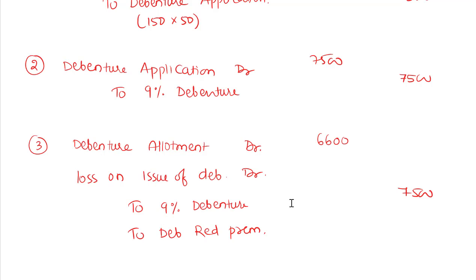Debenture redemption premium. Premium is 5, so 150 multiplied by 5, that is 750. Over here, loss of 11 rupees needs to be calculated. So 150 multiplied by 11, 1650. I believe you understood.